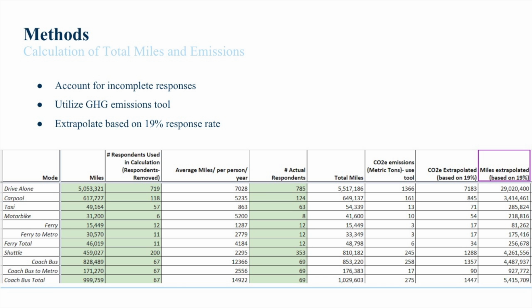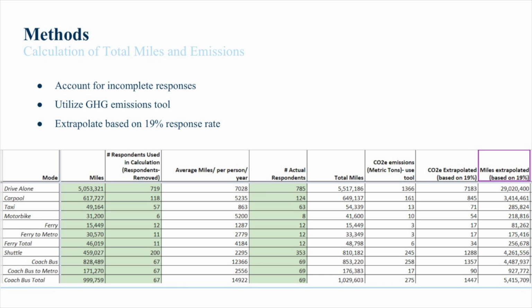year. Then doing that, we were able to extrapolate out to total miles for the Columbia community, as well as total emissions in terms of carbon dioxide equivalent for each mode, and then adding these up to get a total estimate for the Columbia community.